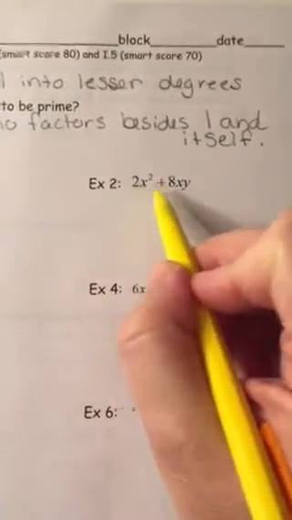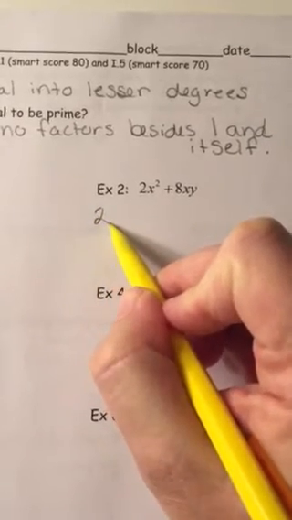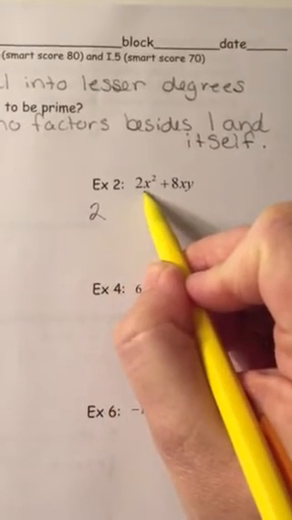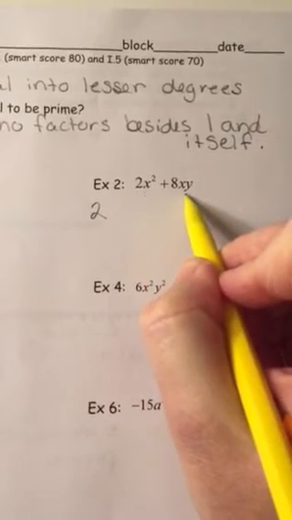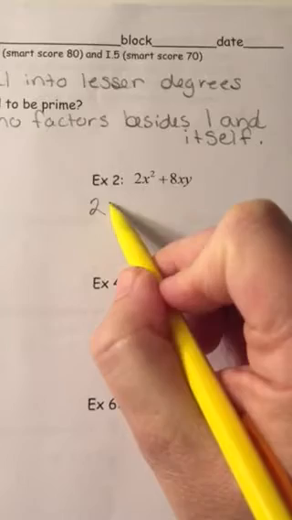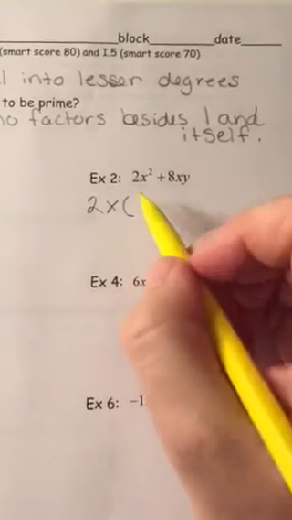Now let's look at our next example. So between 2 and 8, they share a greatest common factor of 2. But now with our variables, notice we have an x squared and an x. So we have the same variable in both terms. So I will take out the smaller exponent, which is the x. And again, I'm going to divide.